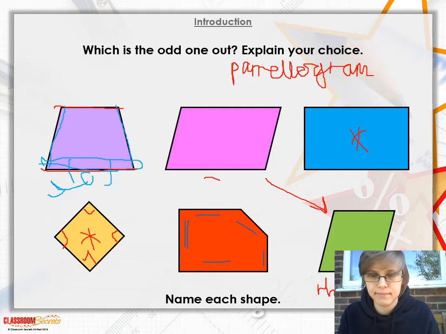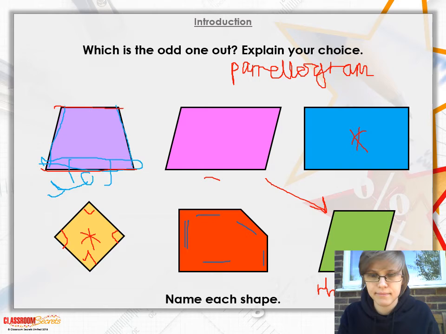We know this one's called a rhombus, and we've seen him earlier, so we know that he's going to be a 4-sided shape, which means he's a quadrilateral, so we can circle that one. 1, 2, 3, 4. Four sides, yes. 1, 2, 3, 4. Four sides, yes. 1, 2, 3, 4.